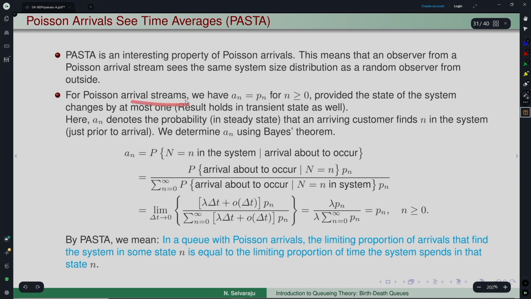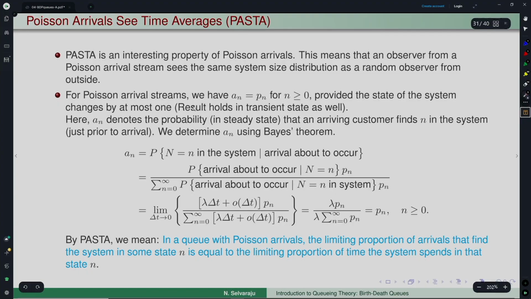One is that Poisson arrival streams are required. The other one is that the state of the system changes by at most 1, meaning you do not consider bulk arrivals or bulk service; that kind of thing we are not considering here, right. So, if the state of the system changes by at most 1, the result holds in the transient state as well, meaning An of t will be equal to Pn of t for all t greater than or equal to 0 as well. So, that is also true. Even in the transient phase you will get to observe this.